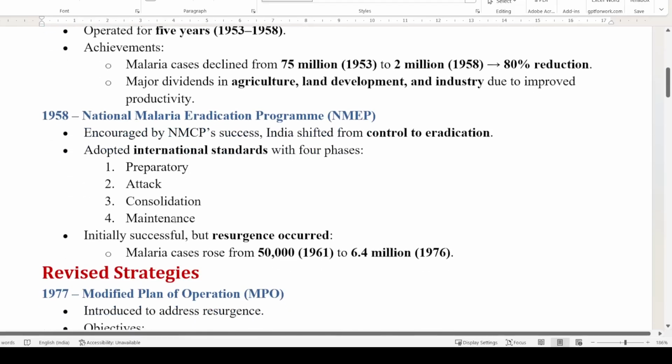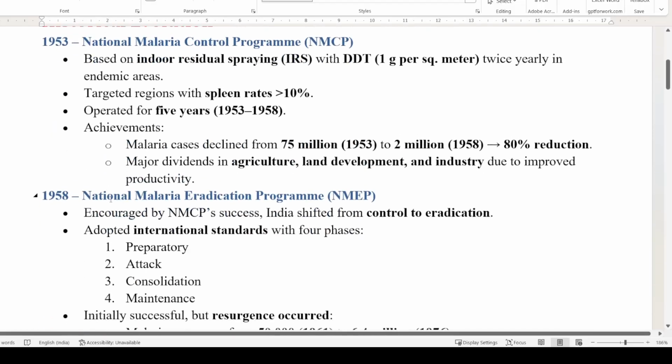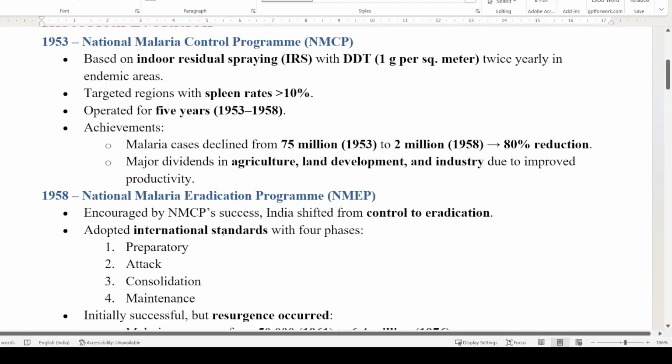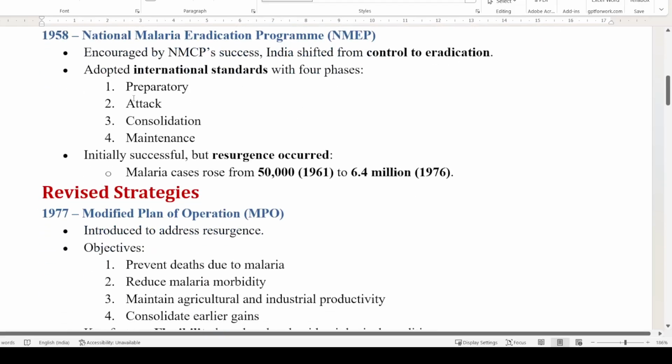In 1958, when the second 5 year plan came up, the National Malaria Control Program now became the National Malaria Eradication Program, because 80% of cases had reduced. Everybody was like, we can now have eradication of malaria. Eradication means complete decline of malaria cases. So international standards were adopted, with four phases: preparatory, attack, consolidation and then maintenance.